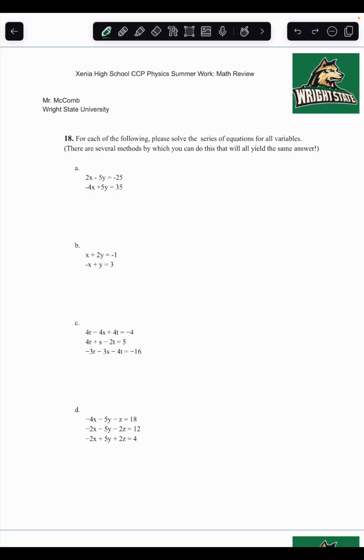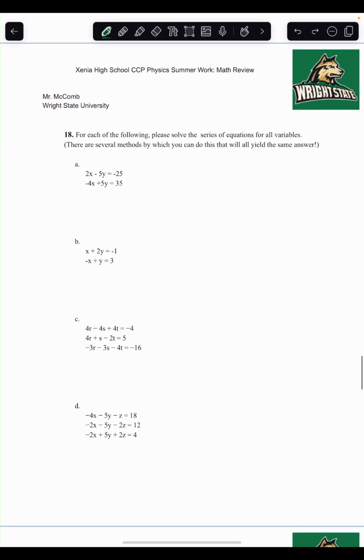So for instance, looking at this first one, I have 2x minus 5y equals negative 25. 4x plus 5y equals 35. Because these statements both have to be true, I can combine these together. And so the easiest way to do this in this case is to just add them, right? So 2x minus 5y equals negative 25 plus 4x plus 5y equals 35. When we do this, 2x and 4x is 6x. Negative 5y and positive 5y is 0y. Negative 25 and 35 is 10.